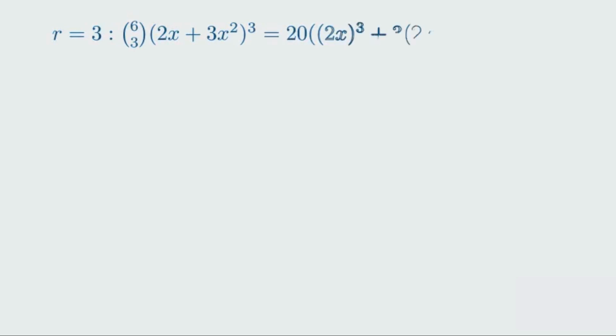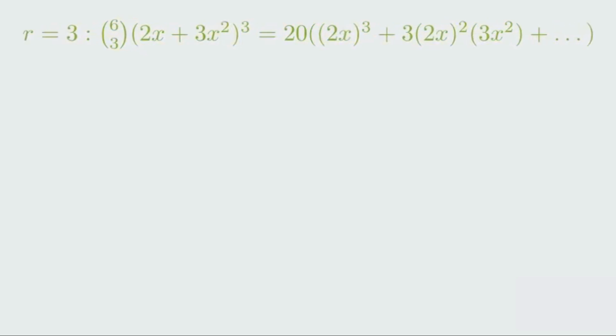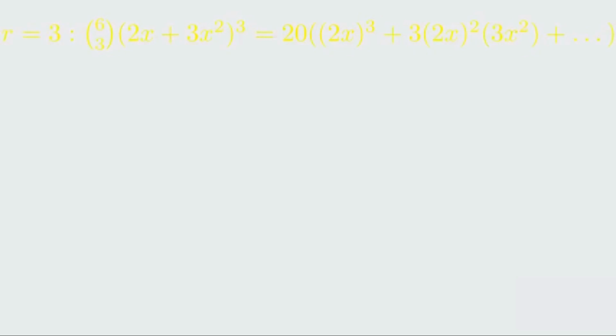But we need to check if there are any other possible values for r between 0 and 6. Let's try r equals 3. The term is 6 choose 3 times (2x plus 3x squared) cubed. This is more complex, but we can look for the x cubed term. The expansion of (2x plus 3x squared) cubed will contain terms like (2x) cubed, (2x) squared times 3x squared, and so on. Notice that the smallest power of x will be 3 from the (2x) cubed term. Any other term will have a higher power of x, like x to the 4 or x to the 5.